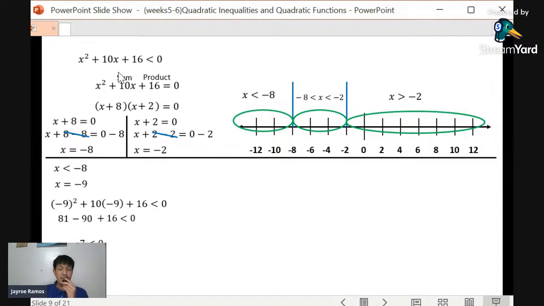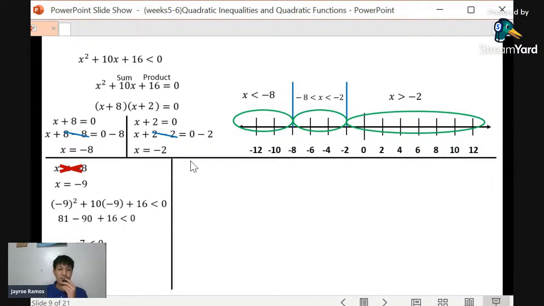So obviously mali ito, no? 7 is less than 0. This is wrong. So therefore, ang x less than negative 8 ay mali. So nakukuha niyo na po ba yung ating topic? So ganyan po, no? So mali po yan. Kasi nga yung nakuha natin, nung tinest natin, mali. 7 less than 0, hindi naman totoo yun. So mali yung x is less than negative 8. Mali yung inequality na yun.